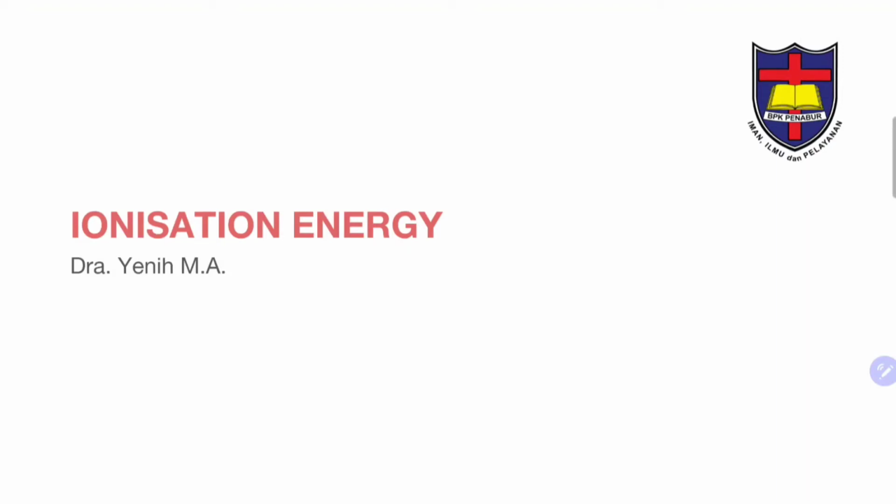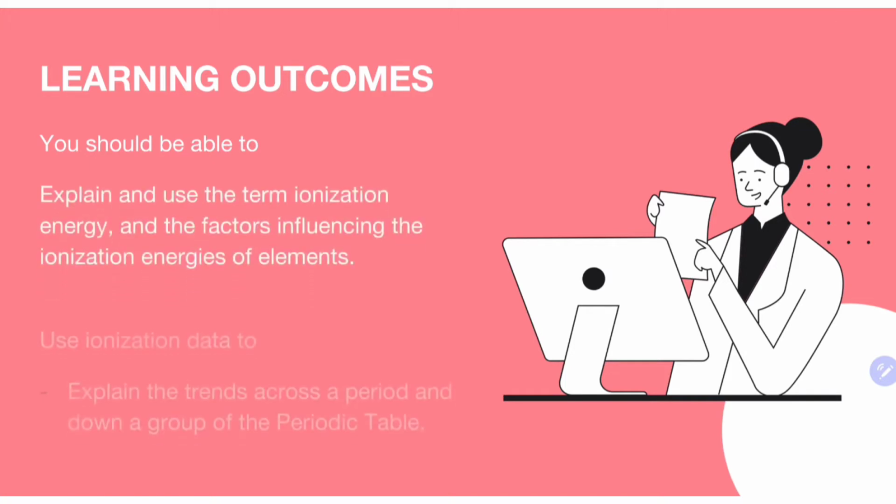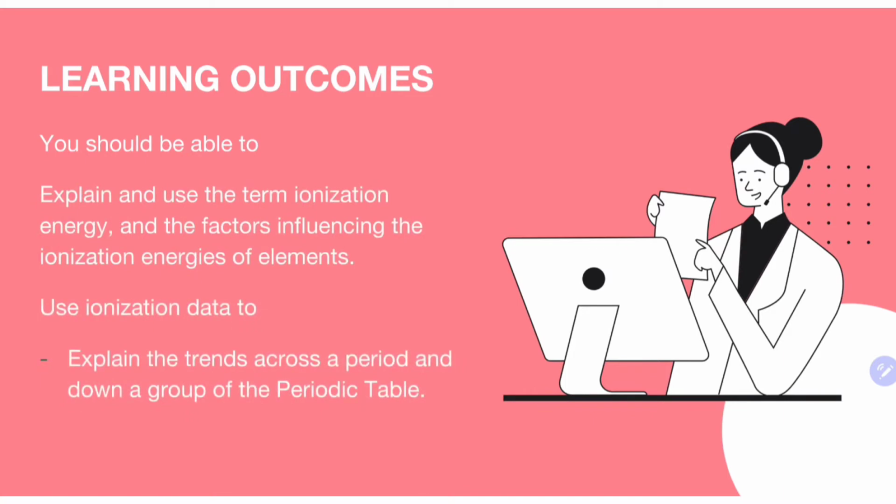We'll continue our lesson with the second part of chapter 3. This time is about ionization energy. First of all, let's see the learning outcome. After finishing this lesson, you should be able to explain and use the term ionization energy and the factors influencing the ionization energies of elements.